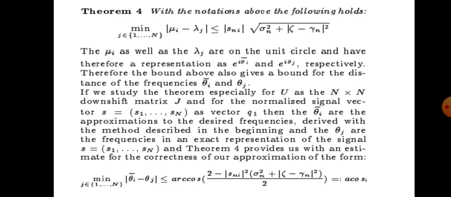If we study the theorem especially for U as the n cross n downshift matrix and for the normalized signal vector s equal to s1 to sn as vector q1, then the theta i are the approximations to the desired frequencies derived with the method described in the beginning, and the theta j are the frequencies in the exact representation of the signal s equal to s1 to sn. Theorem 4 provides us with an estimate of the correctness of the approximation of this form. You can see the equation given below.